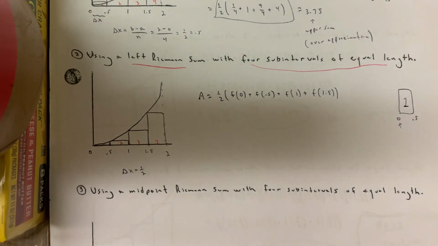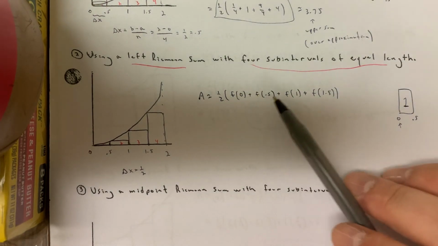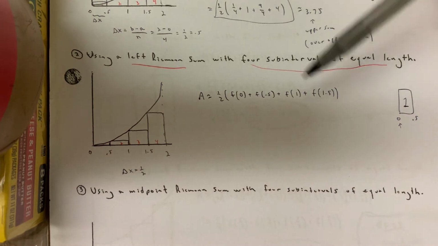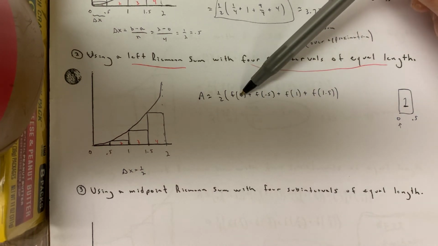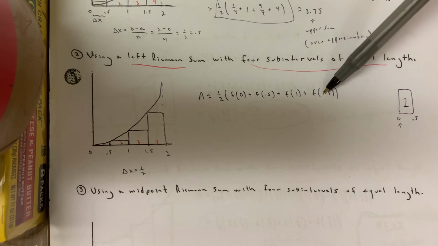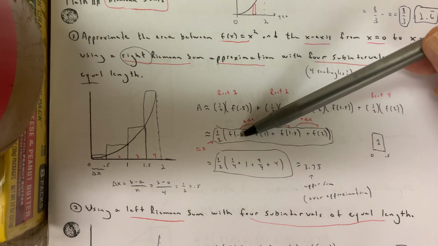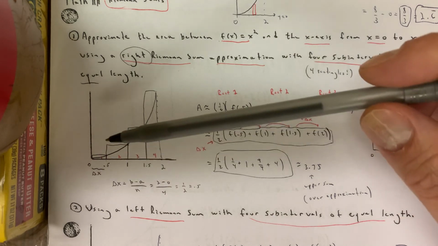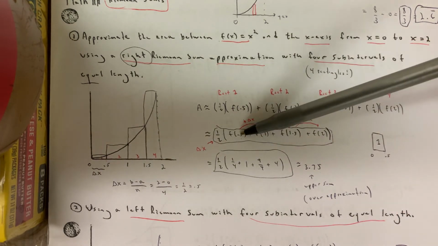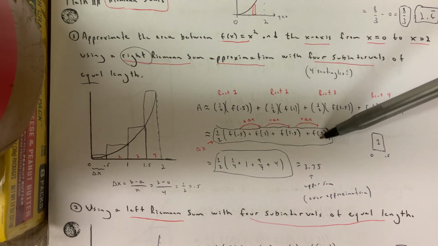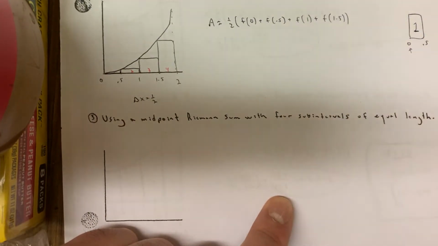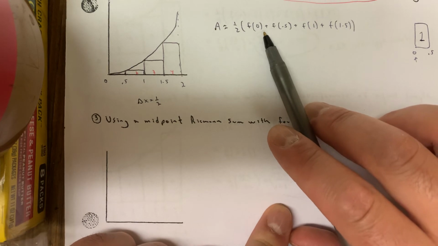And I know I'm done there because 4 rectangles means 4 heights, okay? And you'll see a left sum will actually always start with f of the lower bound and always end with f of 1 delta x to the left of the upper bound every single time. A right sum will actually always start with f of 1 delta x to the right of the lower bound, and it'll always end with f of the upper bound every single time. So this is it. Is that hard to set up? Okay, and it's really just a shifted right Riemann sum.